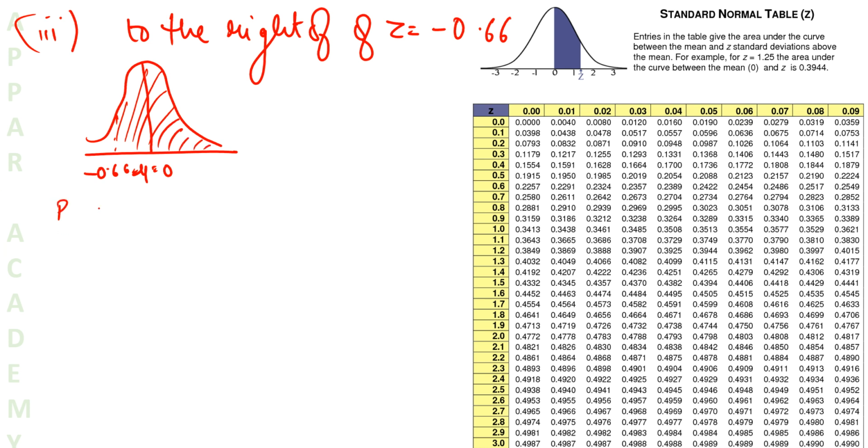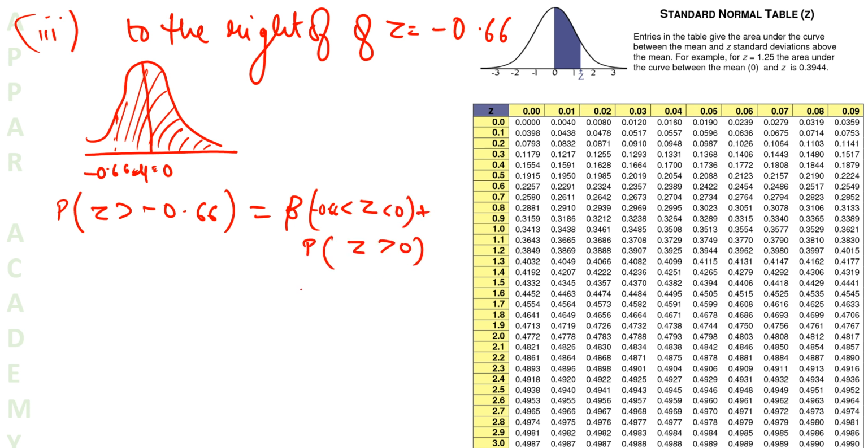So can we say this is equal to the probability that z is greater than minus 0.66, which is equal to the probability that z lies between minus 0.66 and 0 plus the probability that z is greater than 0, right? So by symmetry, we know that this is equal to 0.5. So can we say that the probability z is greater than minus 0.66?